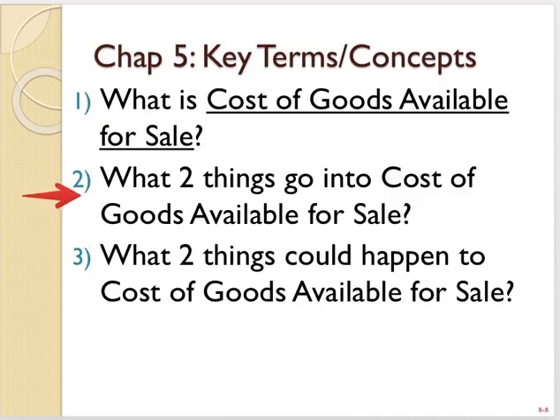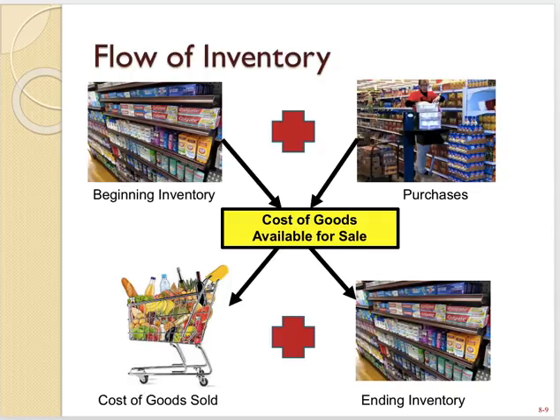Okay. So now we're going to talk about what two things go into cost of goods available for sale. How do we know what they had available? Well, the two things that go into it are this. The beginning inventory, which means what did the company have available on their store shelves at the beginning of the accounting period? So in other words, what was left over from the last period that they didn't sell? It's still there on the shelf. So that's their beginning inventory.